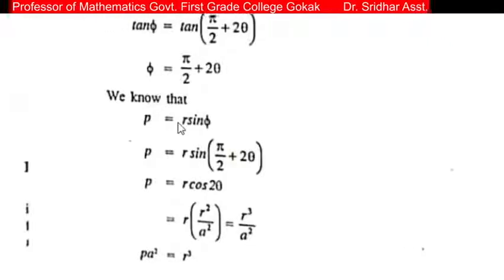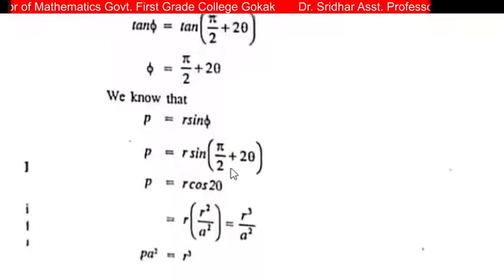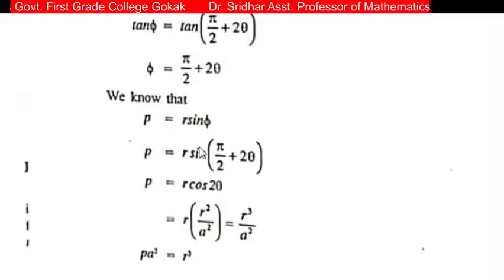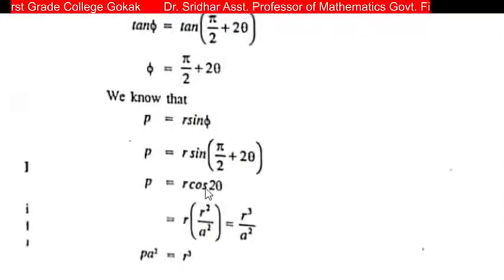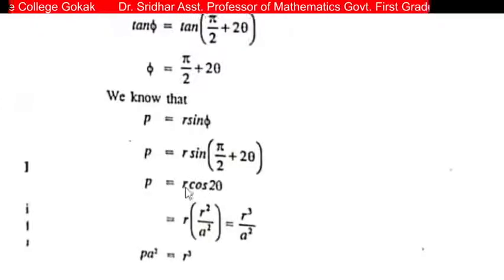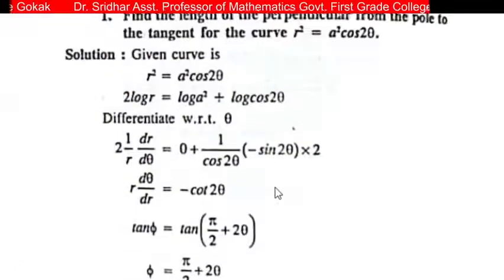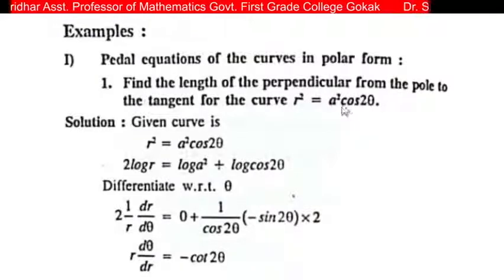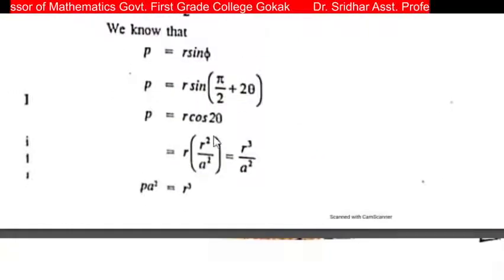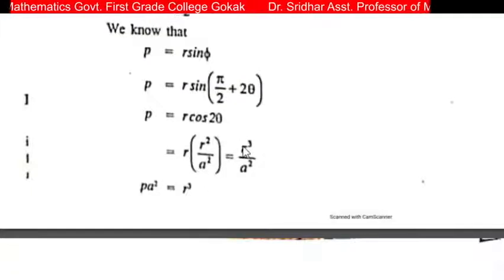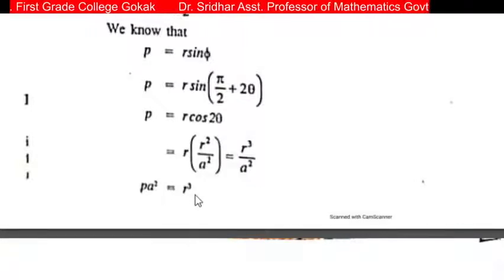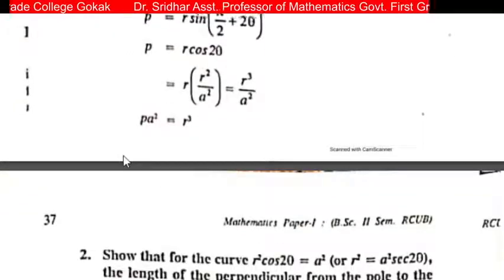This P is given by the formula P equals r sin phi. So P equals r sin of pi by 2 plus 2 theta, which is equal to r cos 2 theta. From the given equation r square equal to a square cos 2 theta, cos 2 theta is r square by a square. So we substitute that, and on simplifying we get P equals r cube divided by a square. Then cross multiplying, P a square is equal to r cube. This is the answer for the given problem.